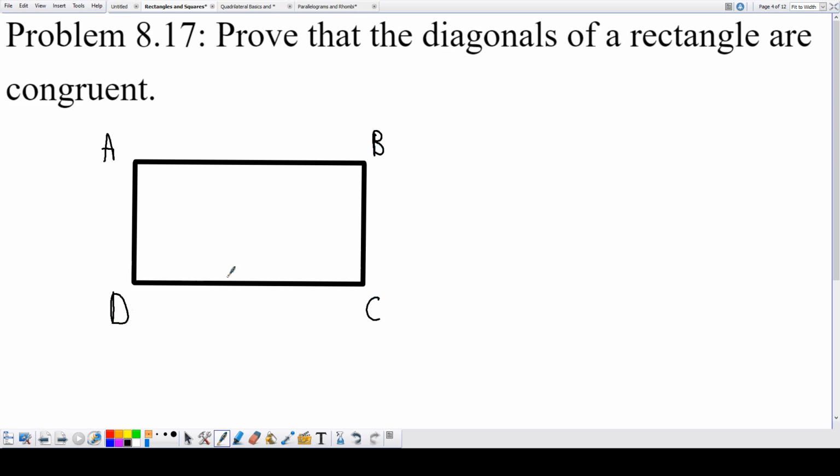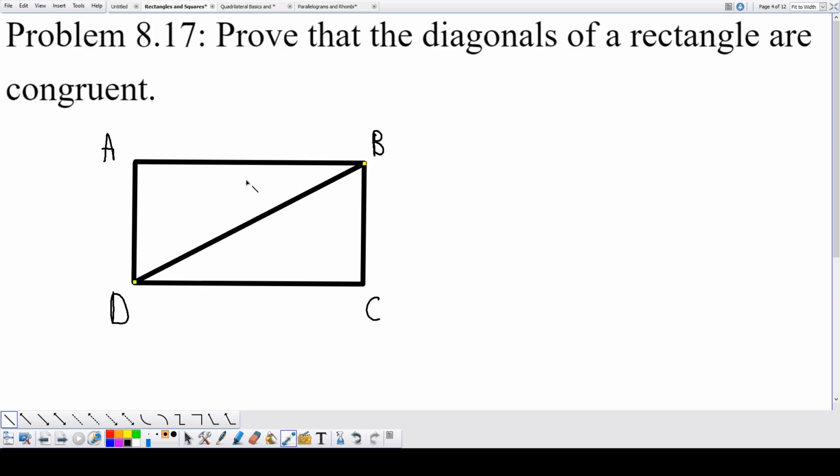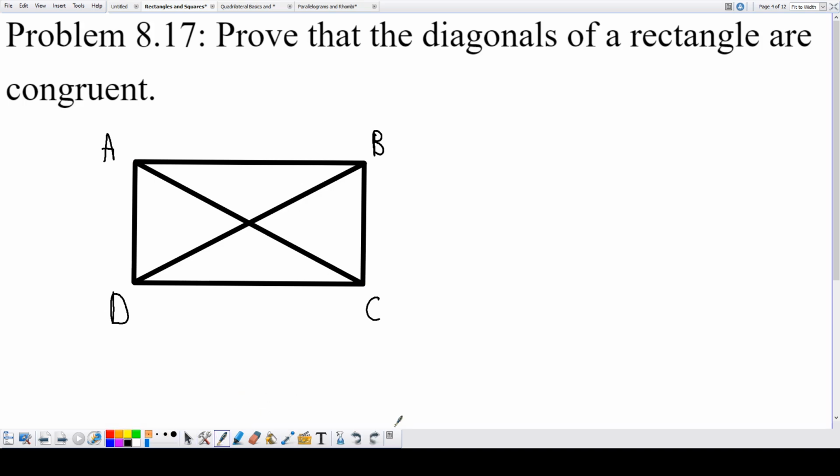So we have some rectangle, ABCD, and let's draw our two diagonals. Well, we know that we have a bunch of right angles, which means right triangles, and we know that opposite sides are congruent based on the results from the last problem.